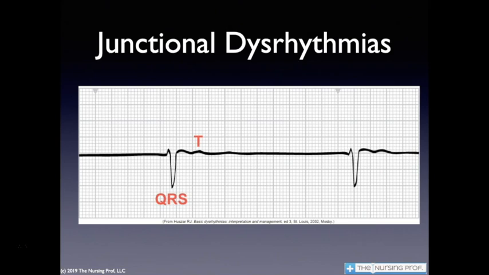This is a junctional dysrhythmia. Okay, now again, assuming a 6-second strip here, we have two complexes, so we have a rate of 20. That's really slow. You notice there's no P waves in front of the QRS complex. That means it's not coming from the SA node. It's not coming from the atria. So it's coming from the AV node.